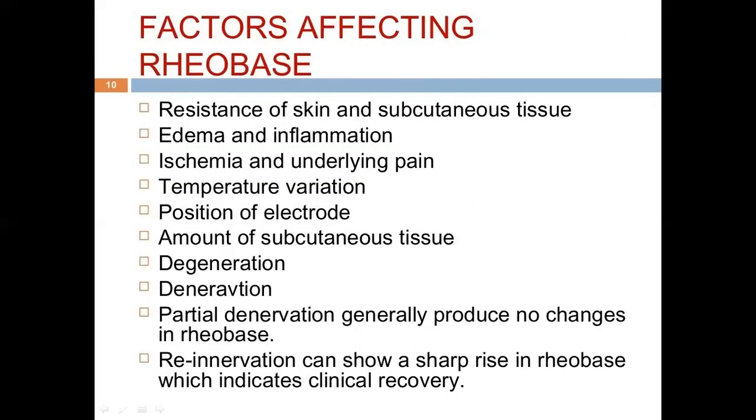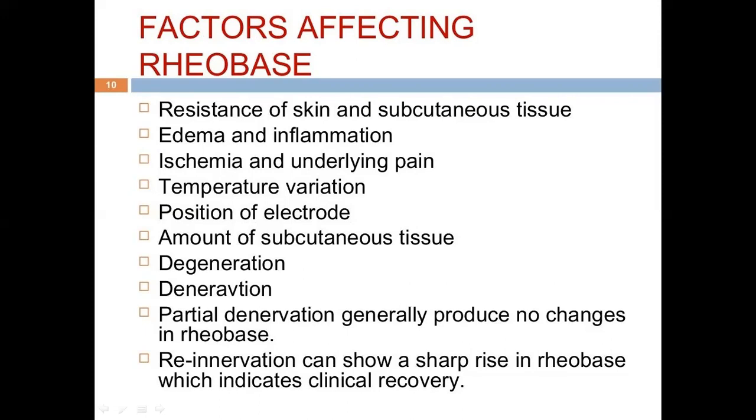The factors affecting the rheobase: the resistance of the skin and the subcutaneous tissue, the edema and the inflammation, the ischemia and the underlying pain, the temperature and variation, the position of the electrode, the amount of the subcutaneous tissue, the degeneration, the denervation. Partial denervation generally produces no changes in rheobase. Reinnervation can show a sharp rise in rheobase, which indicates clinical recovery.